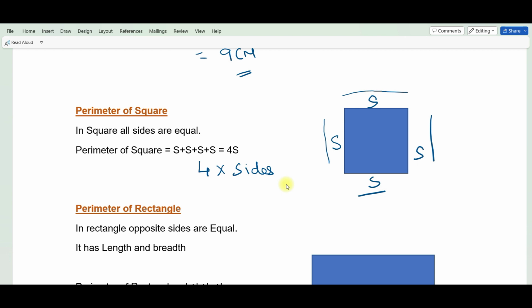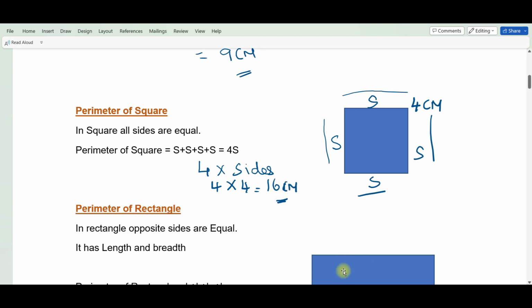Okay. Now if you have to find out, say the side of a square is 4 centimeters, and we know all sides are equal, so we simply do 4 into 4, which will give me 16 centimeters. So this is how you can find the perimeter of a square.